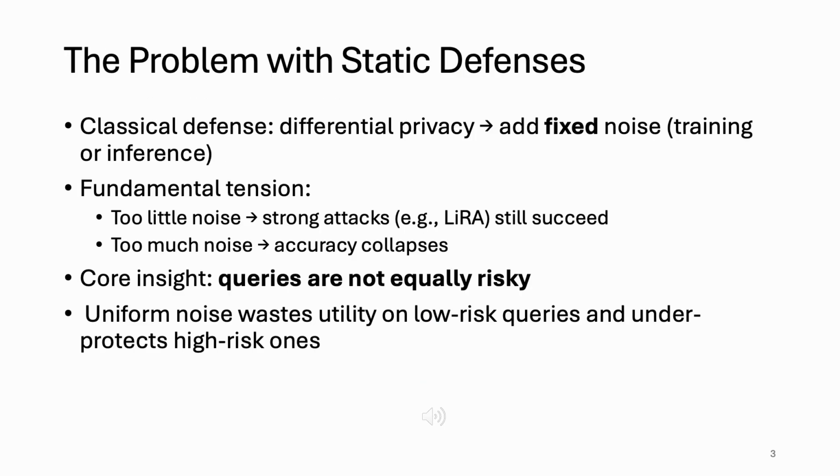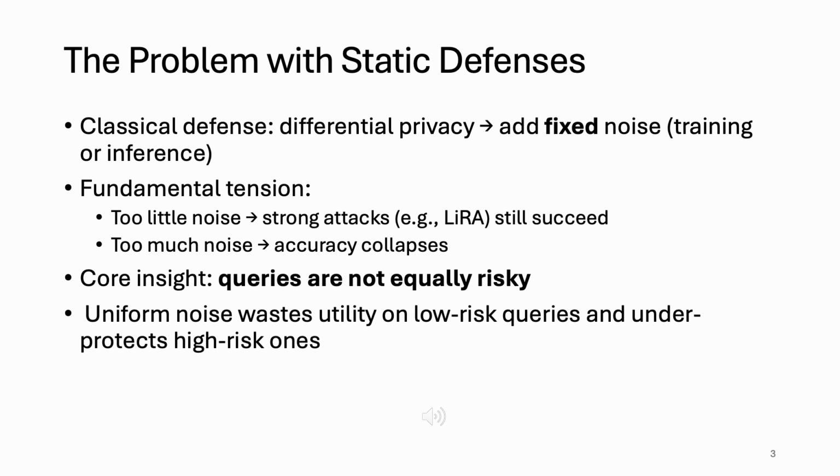The classical defense is differential privacy. Add noise either during training, like DP-SGD, or at inference, but these defenses inject a fixed amount of noise for every query, and that creates a rigid trade-off. If the noise is small, modern attacks, especially likelihood ratio attacks like LiRA, still succeed. If the noise is large, model accuracy collapses.